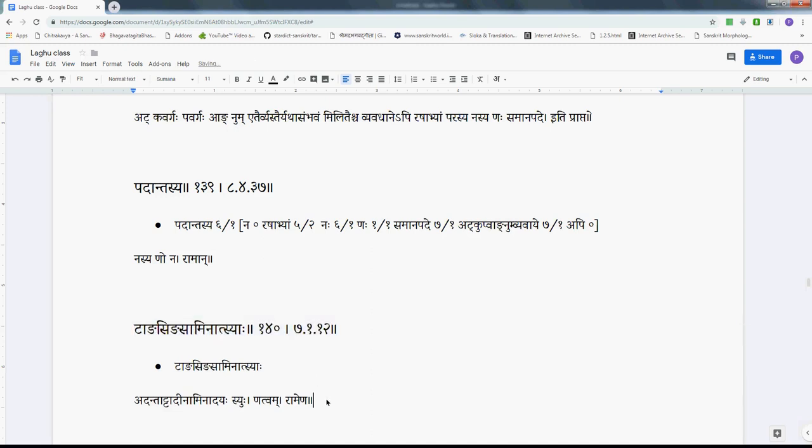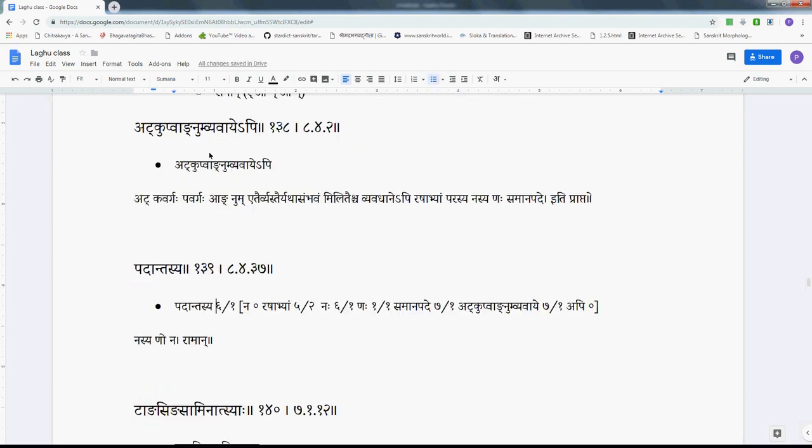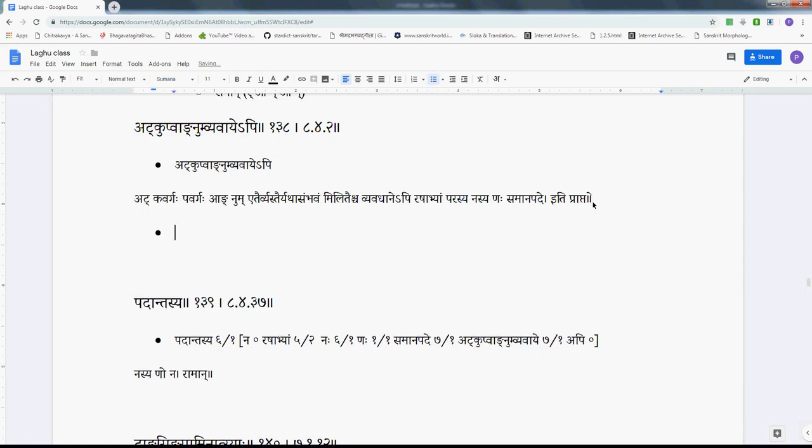Rama plus ta. I am not giving an example here, I'll just mention it. So what is the example now for atkupangnum? Here he said the prapte, so he has given it a lag. What is the example here?